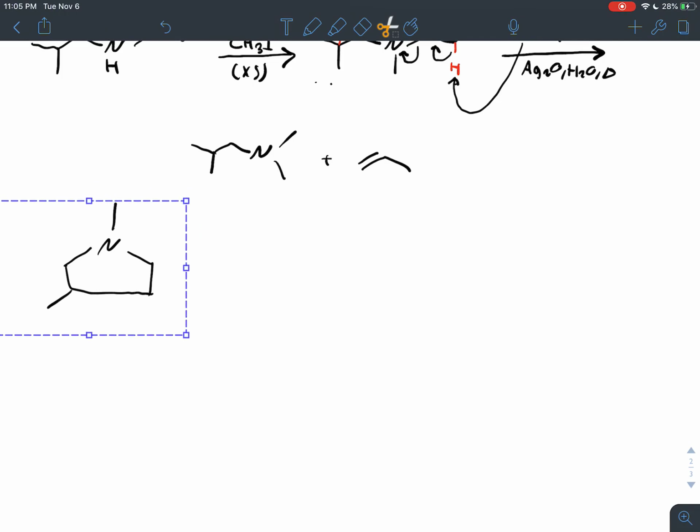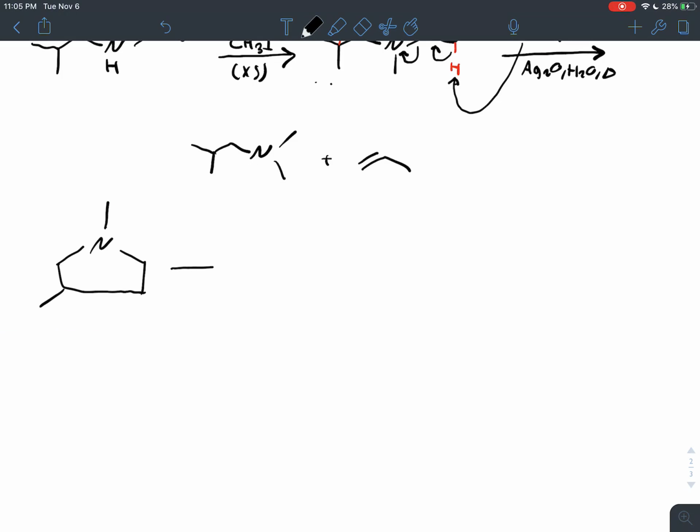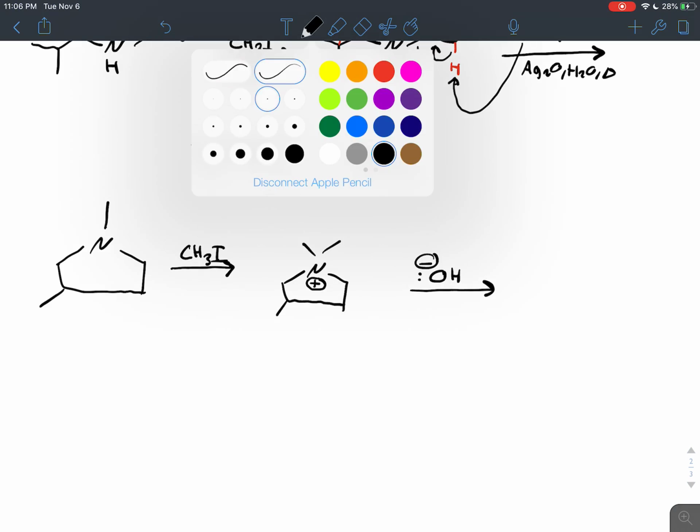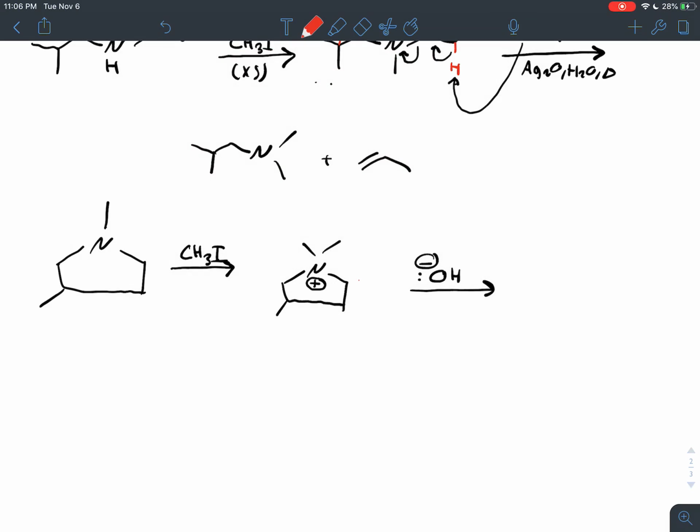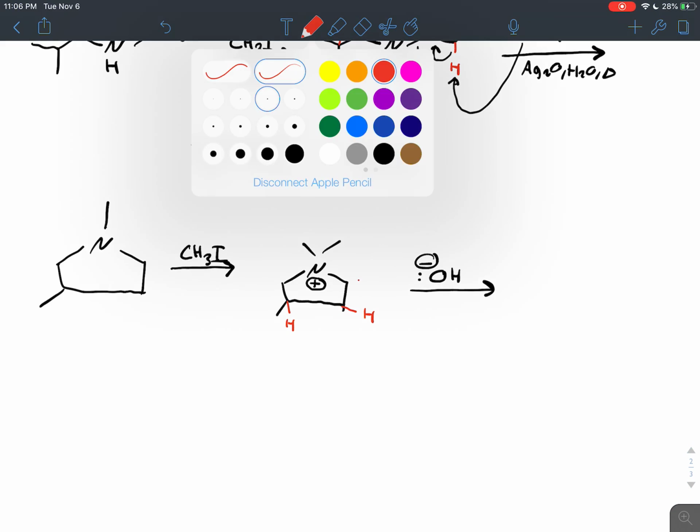So what happens if we have a cyclic example now? For the cyclic example, step 1 is exhaustive methylation. Here we're only going to use one equivalent because one equivalent is all it takes to get it to that ammonium salt. Again, we have our OH. And here we always look 2 carbons away again. So that's 1 carbon, 2 carbons. 1 carbon, 2 carbons. So, which hydrogen is less hindered? The left or the right?